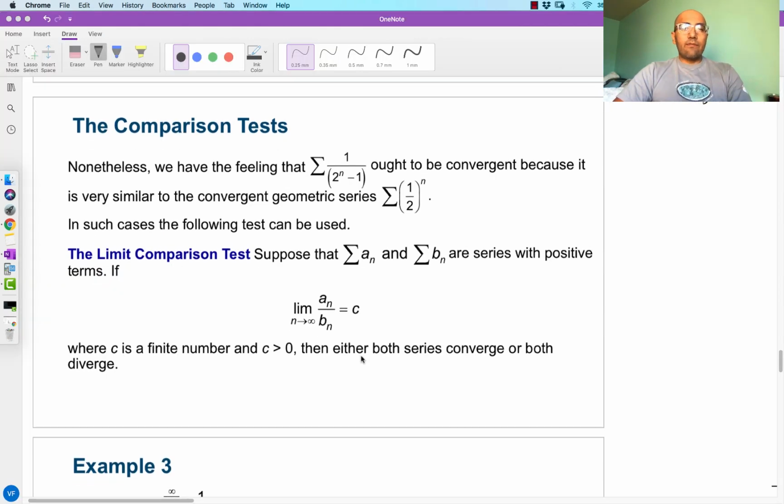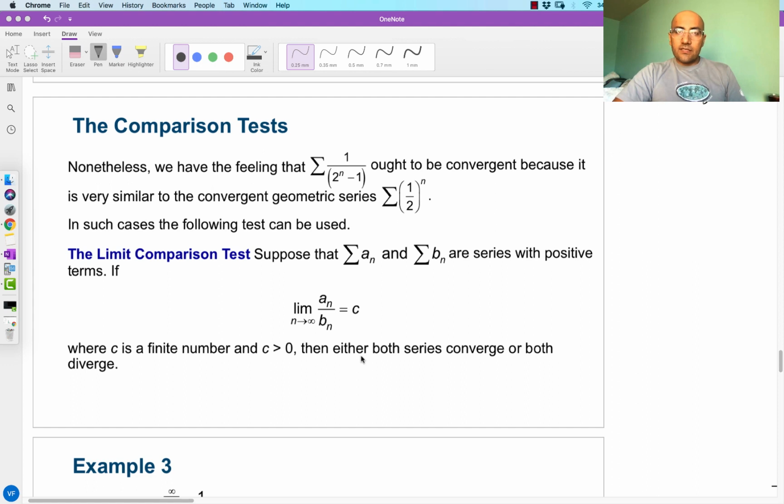Okay. Nonetheless, we have the feeling that this ought to be convergent because it is very similar to the convergent geometric series, right? So as we saw, it seems like it does converge. We just haven't proven it yet. And so we can introduce this new test called the limit comparison test.